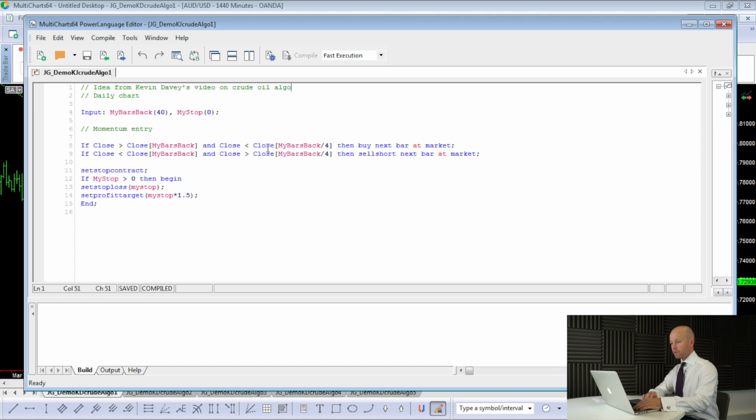and the close is less than the close bars back divided by 4, so in this case divided by 4 will be 10. So the close is greater than it was 40 bars ago, so we're in a longer term uptrend, but it has just pulled back a bit, come down, and it's less than the close of 10 bars ago. Then we want to buy next bar at market, and the opposite is for short trades. We've got a stop loss which we're going to test, and then we've got a profit target, and I've mentioned the profit target is going to be 1.5 times the size of whatever stop loss we use. So let's go and apply this signal to a chart and see how it works.